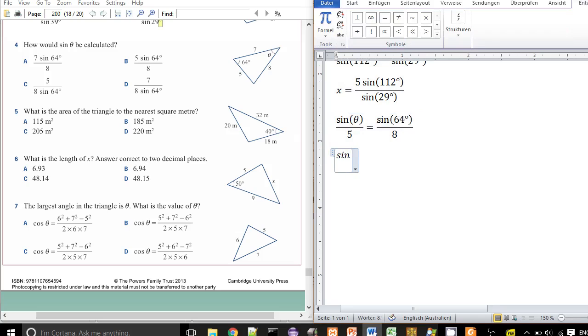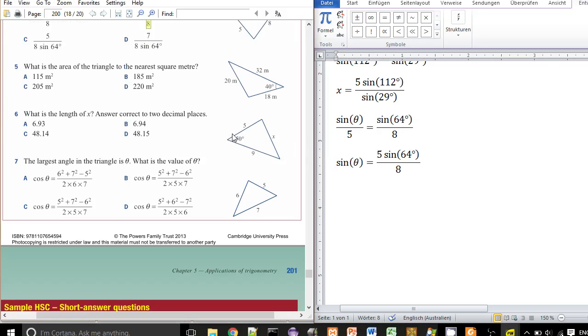So sine theta is 5 sine 64 over 8. Good, did it the right way. 5 sine 64 over 8. Yep, so that one. Okay, moving on.